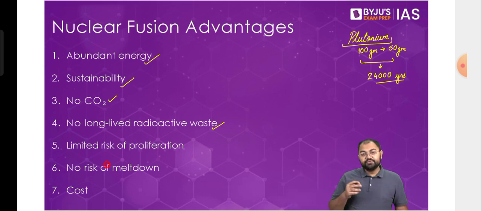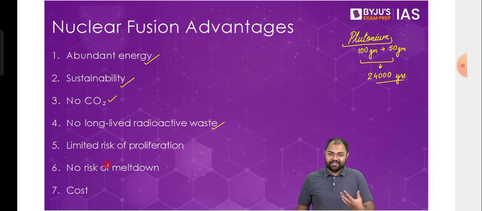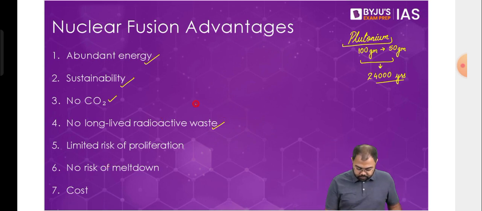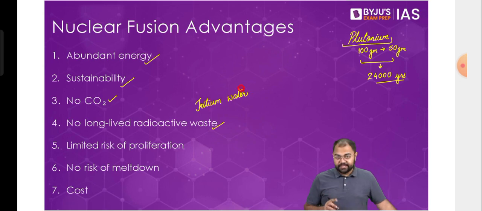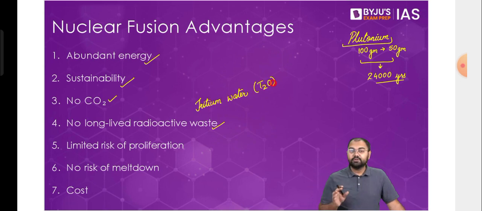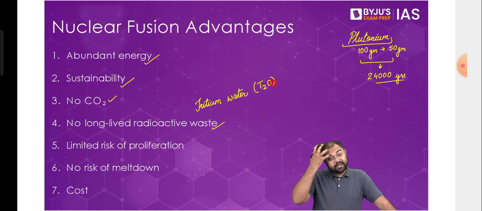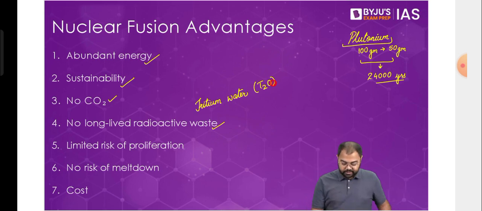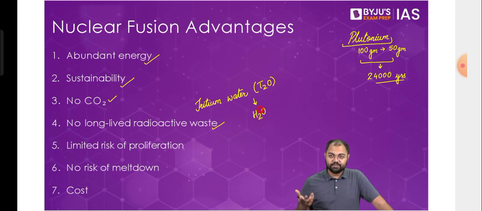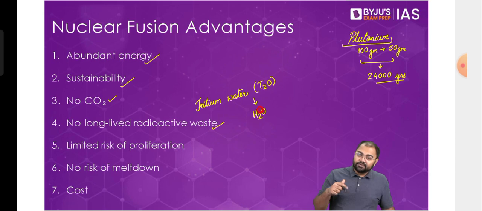Yeah. So we know that long-lived radioactive wastes are a big challenge. Whereas in the case of nuclear fusion, the waste that is generated is tritium water. The waste that we generate is tritium water, which is basically denoted by T2O. Now this tritium water is also very unstable, and it very quickly converts into normal water. So it will quickly convert into H2O. That's why there is no radioactive waste, because tritium is not very stable, and it quickly converts into normal water.